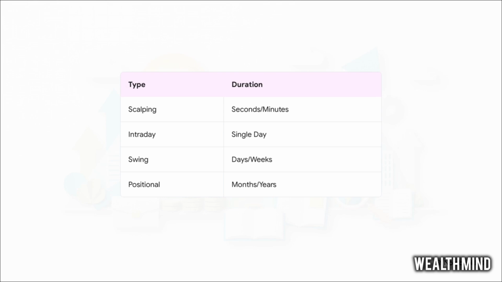Next is intraday trading. This basically means buying and selling within a single trading day, between 9:15 a.m. and 3:30 p.m. And listen, if you don't sell your shares by 3:30, the system will automatically close your position for you, whether you're sitting in a profit or a loss.